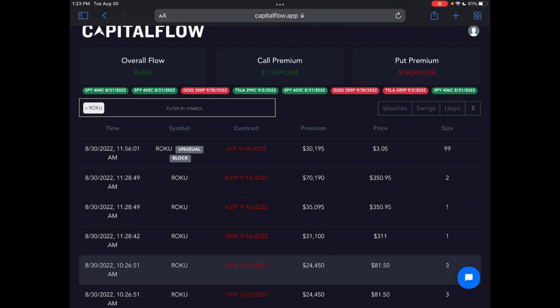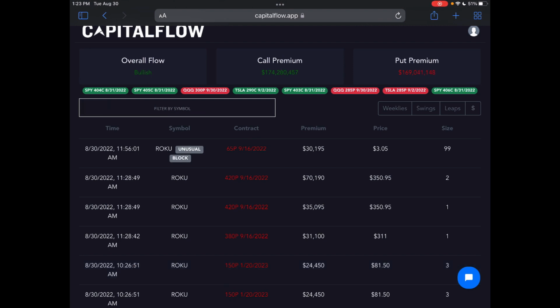If I have the minimum premium filter set to 10,000 on a mid-cap and I'm still not seeing a lot of orders, at that point, I'm just going to say there's not enough volume coming into this for me to trade, and I'm just going to move on to something else. So that's my example with Roku.